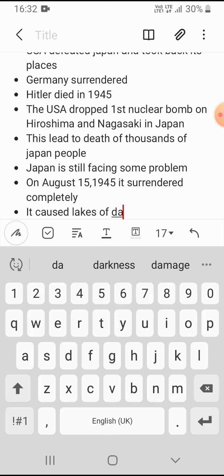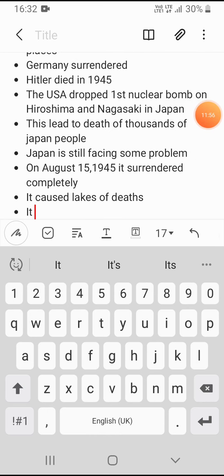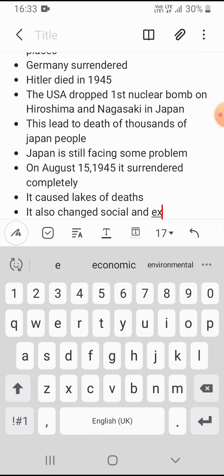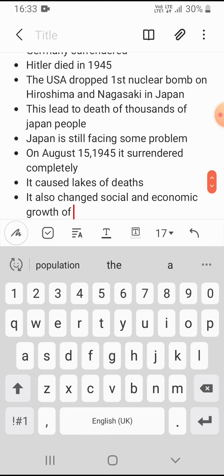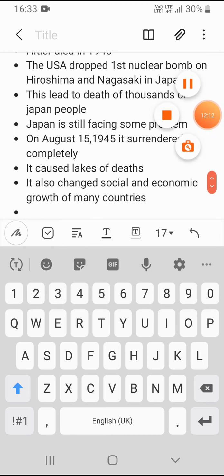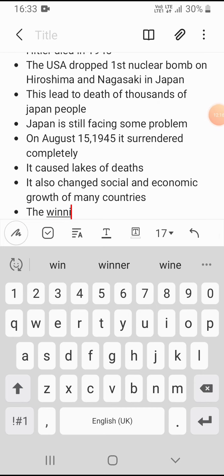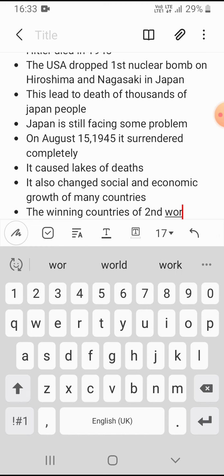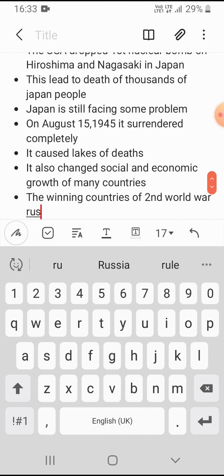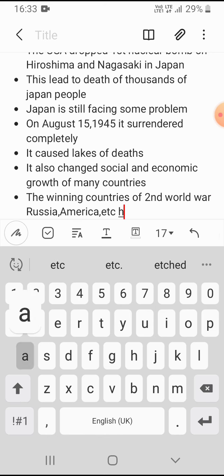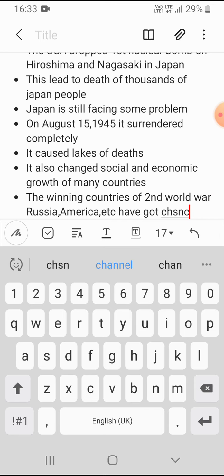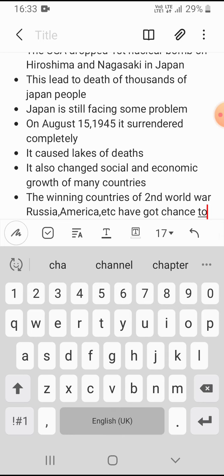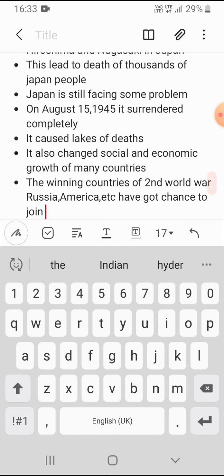The Second World War caused lakhs of deaths, and it also changed the social and economic growth of many countries. The winning countries of the Second World War, like Russia and America and other countries, got the chance to join the Security Council of the UNO.